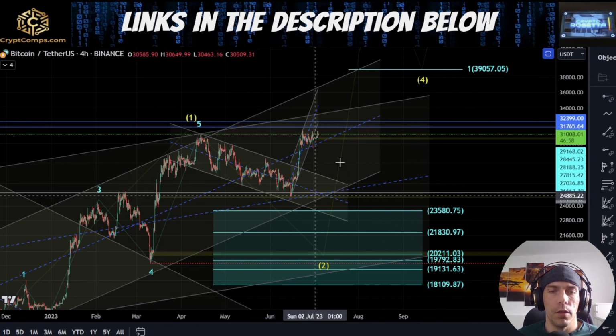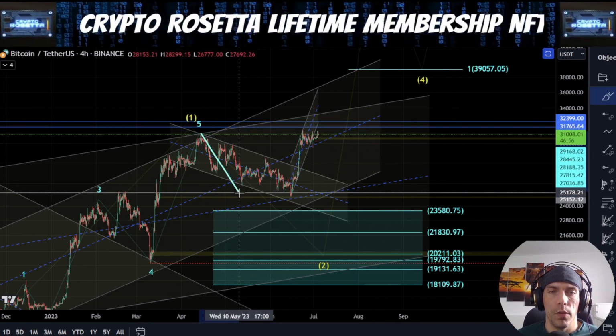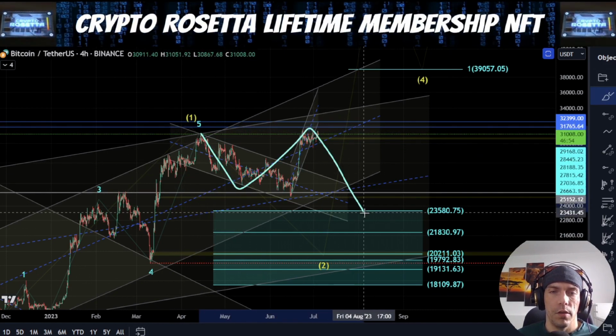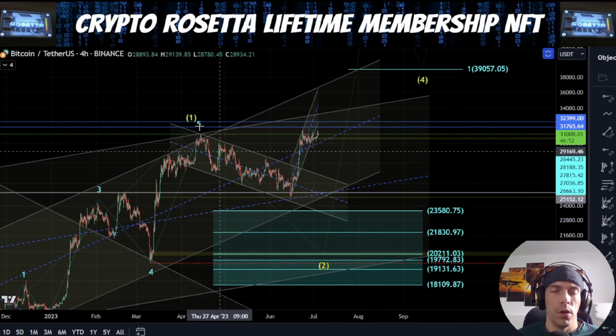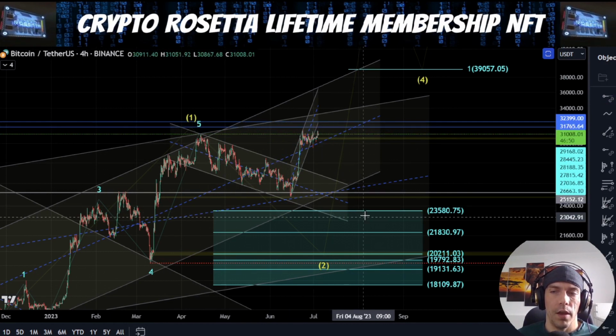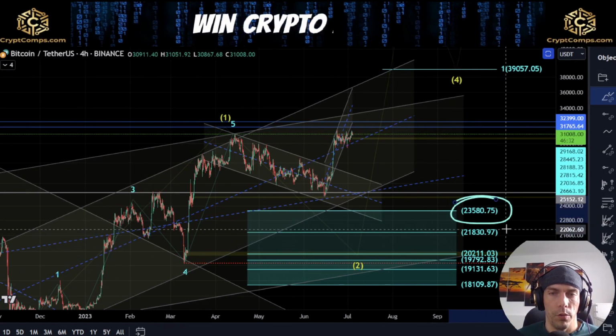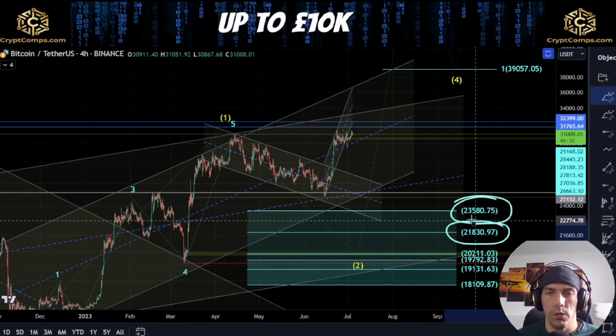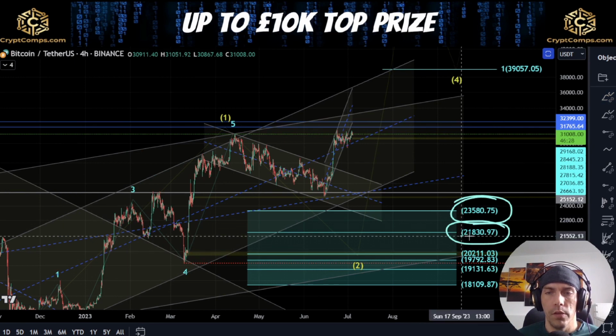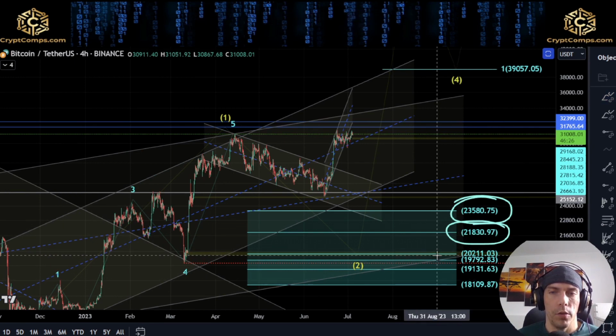Now, if we are looking at this in this way, what we'd be looking for effectively would be the idea that we're going to see another push to the downside. So we'd be looking at this internal bit as a flat correction and then looking to target out this 0.382 to this 50%, which would be up here at this 23,580 to this 21,830 level.